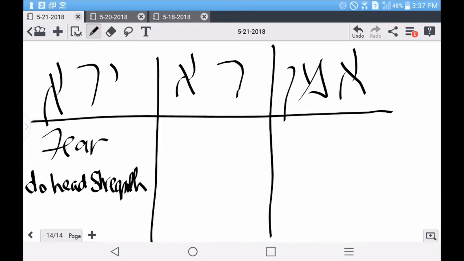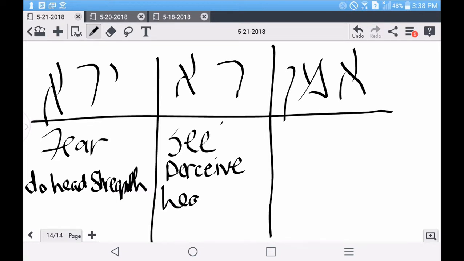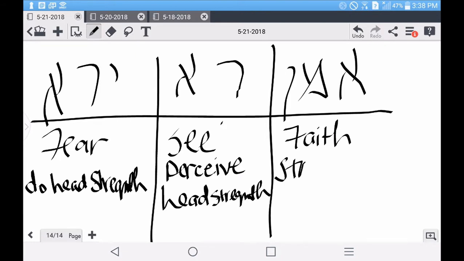And this is Ra, but we said it was better defined as perceive. And it is head strength. And then this was the word for faith, and it was strength from the seed.